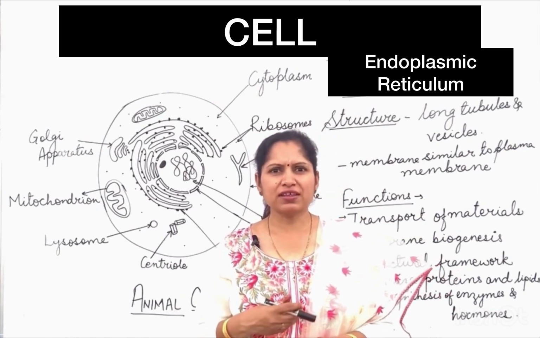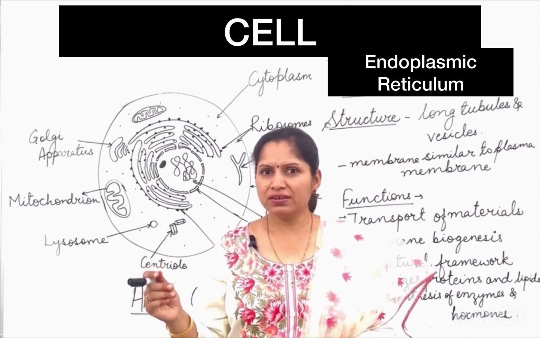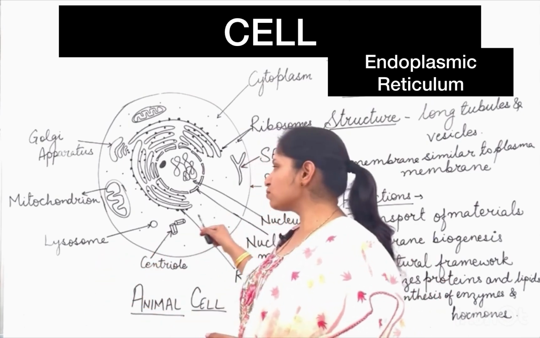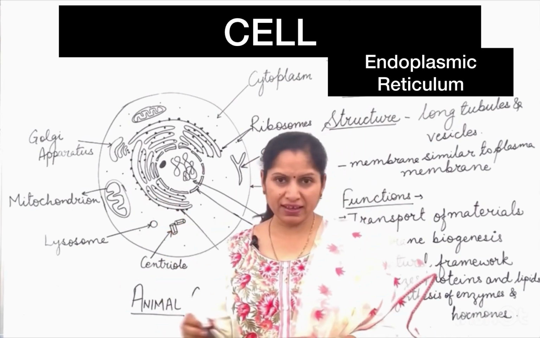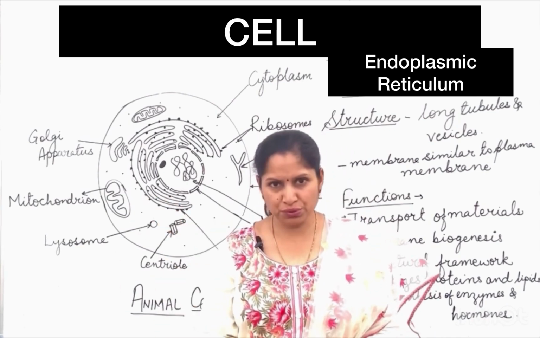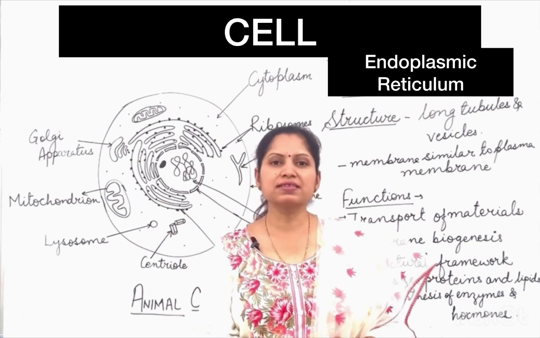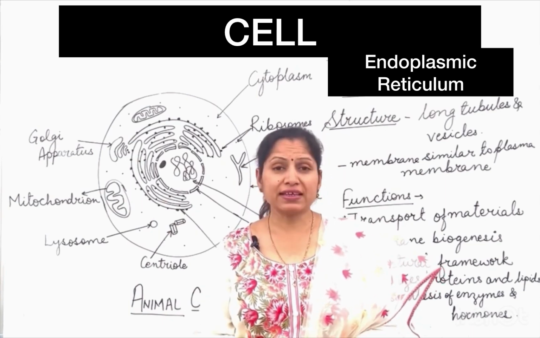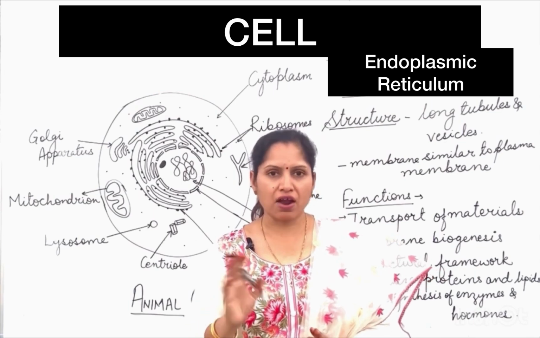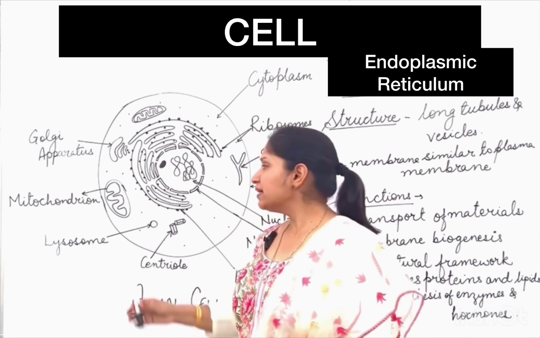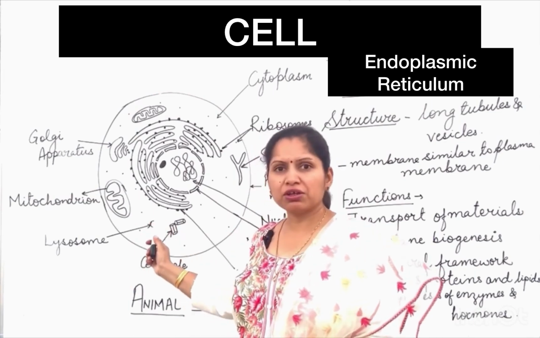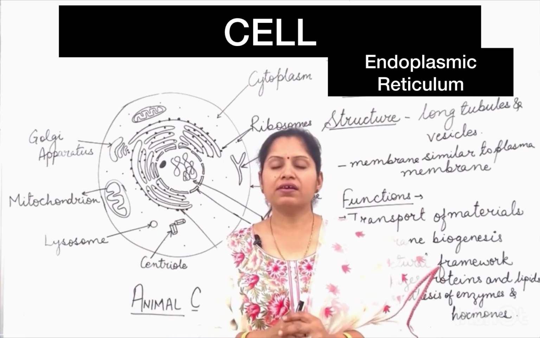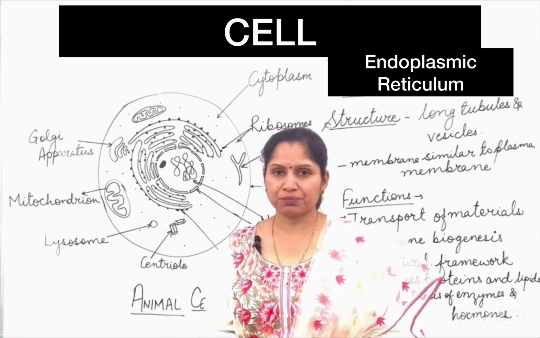It's just like putting some sand over the road. Will that make the road rough? Similarly, these small granular structures are called ribosomes, about which we are going to discuss more, and that makes the surface of this endoplasmic reticulum rough. And that is why an endoplasmic reticulum that contains these ribosomes is known as rough endoplasmic reticulum.